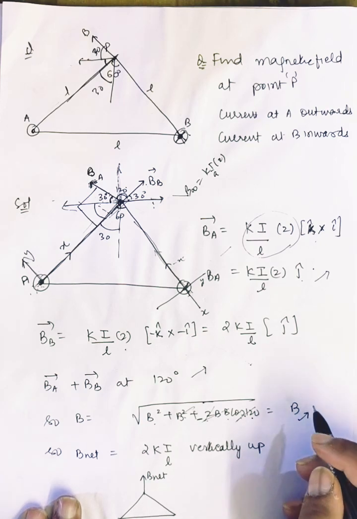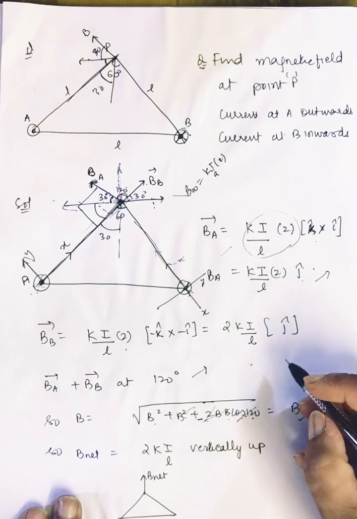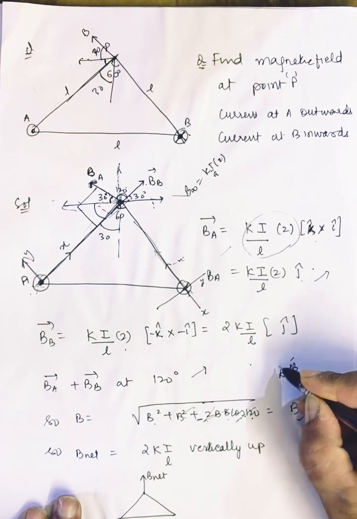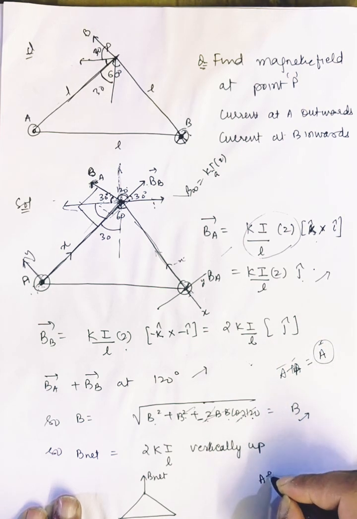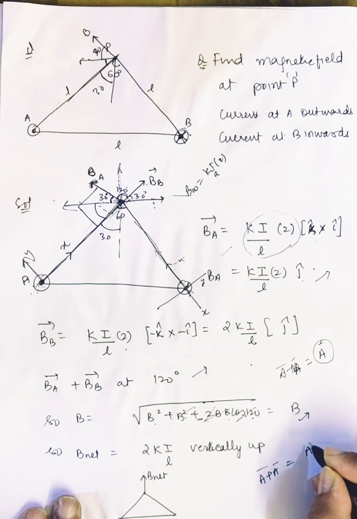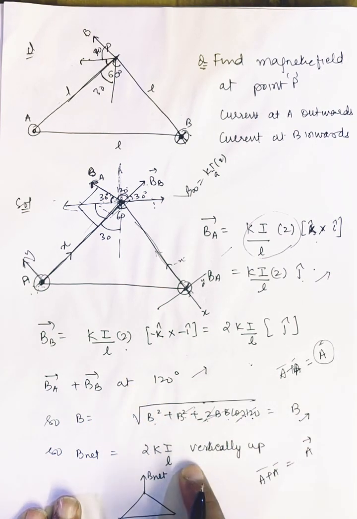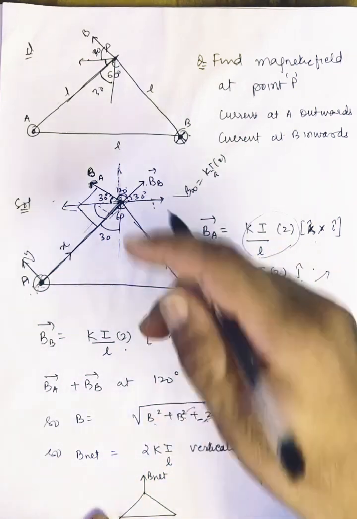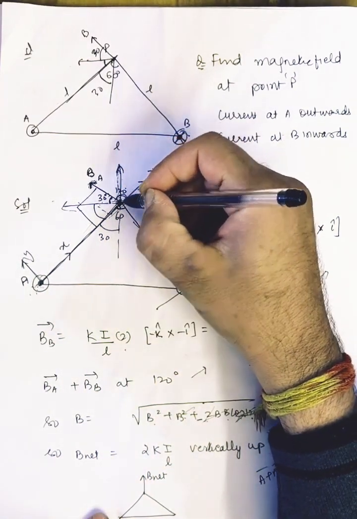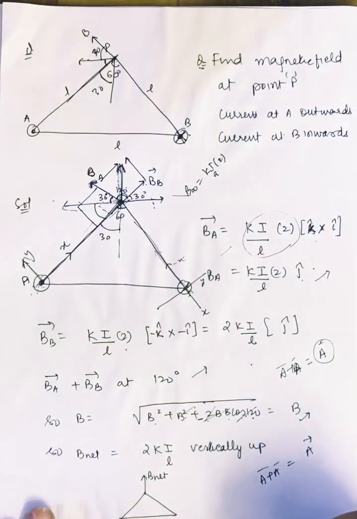And we should also know that if two magnetic field vectors are added at 120 degrees and they are of equal value, then the resultant is also of the same value. Okay, that means A plus A at 120 degrees gives me A only. So if you remember this, then you can directly write B, and then we can find the answer B as we have already written, 2ki by L, and the direction is vertically upwards because this is the direction in which they will be added by the parallelogram law of vector addition, and that is the answer to the question.